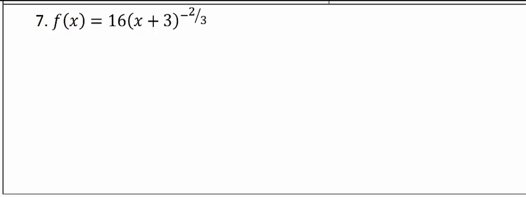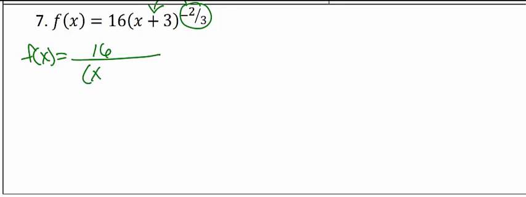Here we want to find the domain of this function. We have 16 times x plus 3 in parentheses, and all of that in parentheses is raised to the negative 2/3 power. So the first thing we want to do is take anything that has a negative exponent, and we're going to take what it applies to, and we're going to rewrite it with only positive exponents. So this would be 16 over x plus 3, and then the exponent is going to become a positive 2/3.